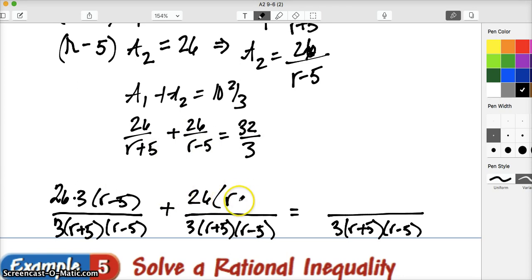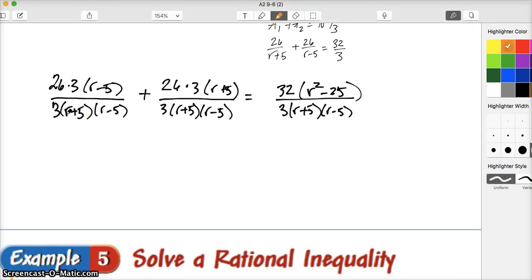Now that is in the denominator, we include that in the numerator. 26 times r, well, let me add my 3 in there too. 26 times 3 times r plus 5. And here we have 32 times the r plus 5, r minus 5, that I'm going to write easily as r squared minus 25, because we know what happens when we multiply those. So now we have our equation.